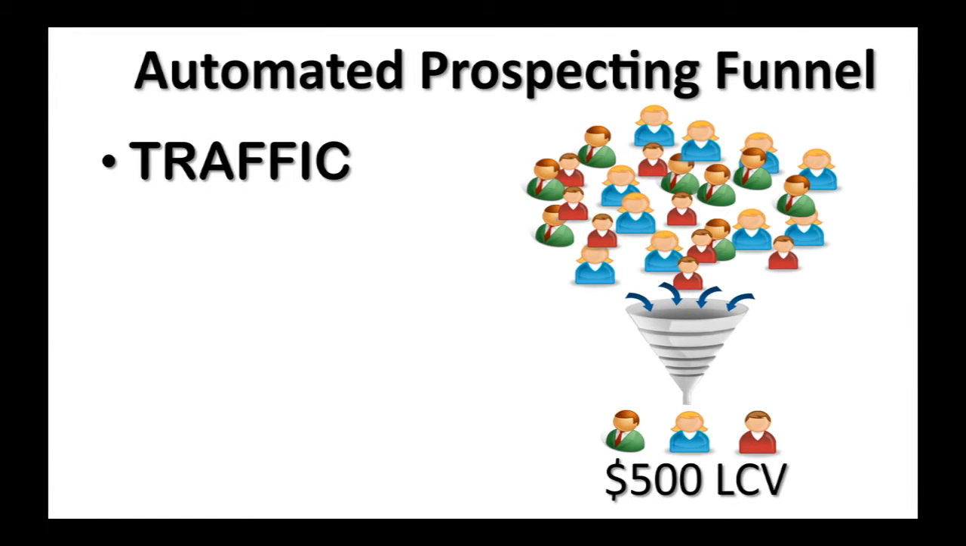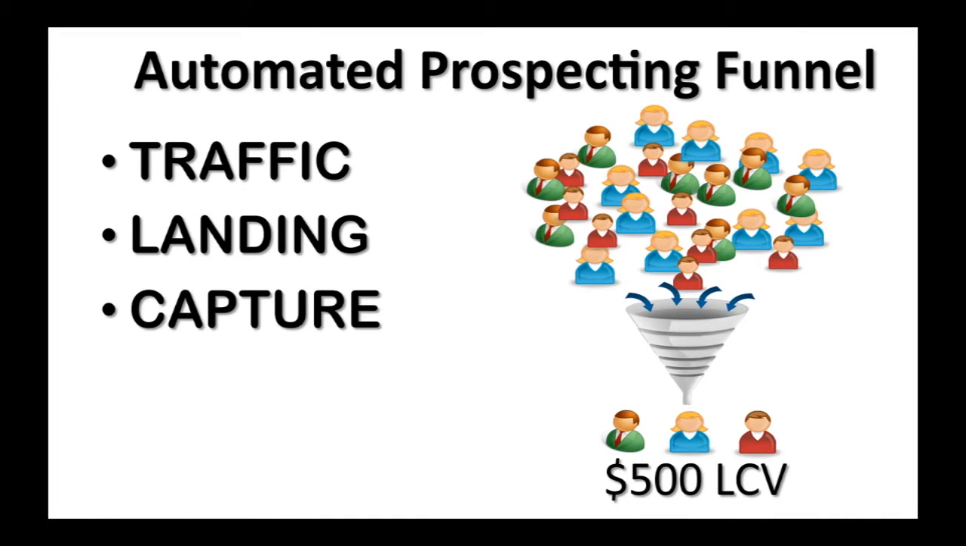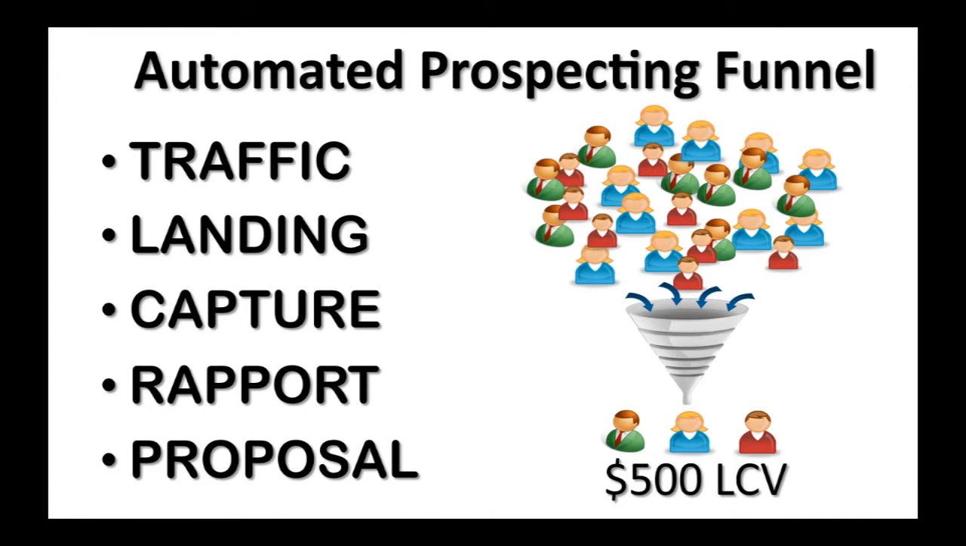So how that happens is there are 5 things that I cover with this. I always use these little patterns and formulas, recipes, whatever you want to call them. There's the traffic, there's the landing and capture, there's the rapport, and then there's the proposal. I'm going to give you examples of what I'm doing right now to show you how I'm driving traffic, what the landing page looks like, how I capture the information, how I build rapport, and then how the system practically closes them for me in a lot of cases, which generates that $500 minimum per person, the lifetime customer value on average.